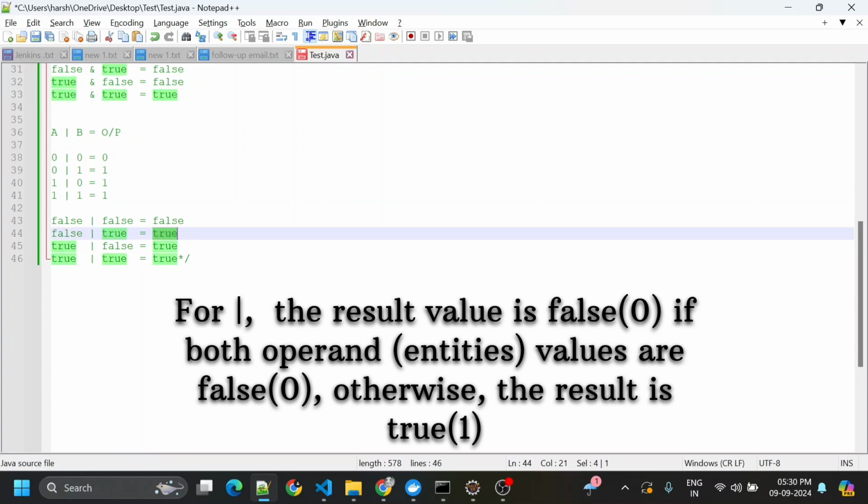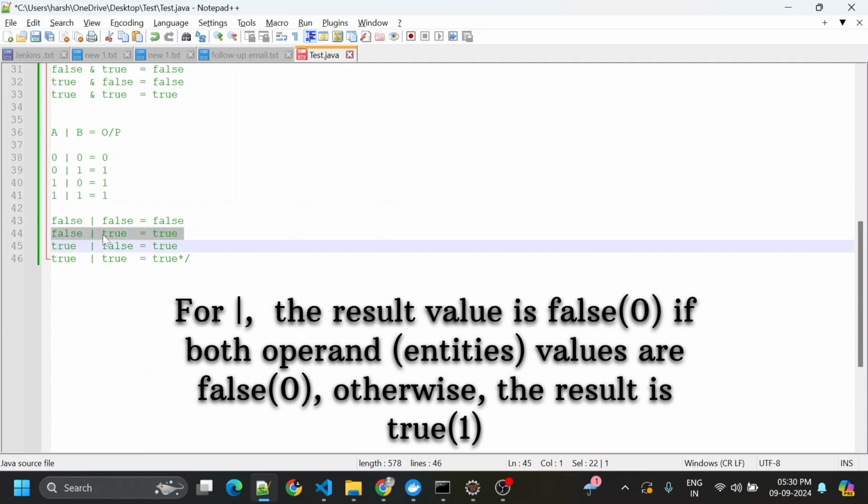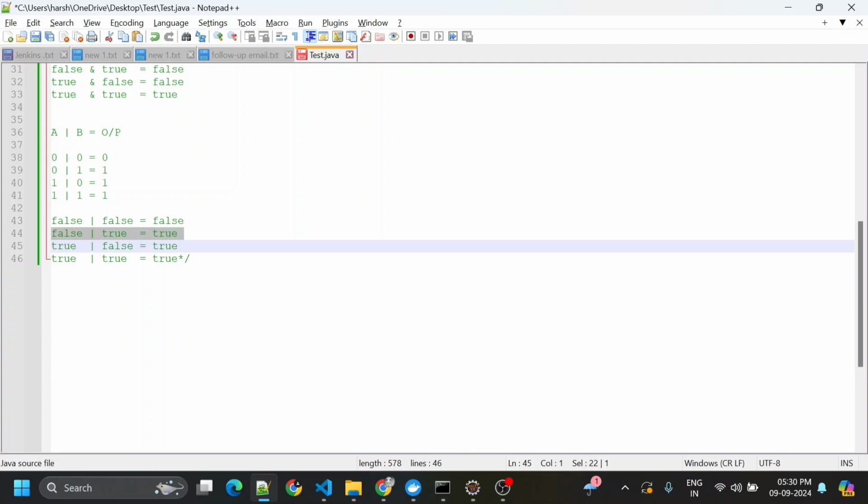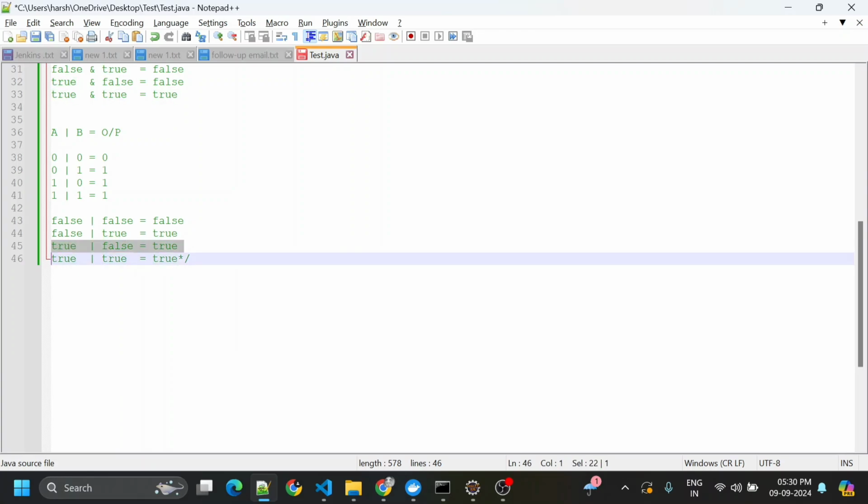So here, if there is one true, in our case we'll get true. Or if we get 1 or 1, then we get 1. Like 0 or 1 is 1. True or false, then we get true. True or true is true.